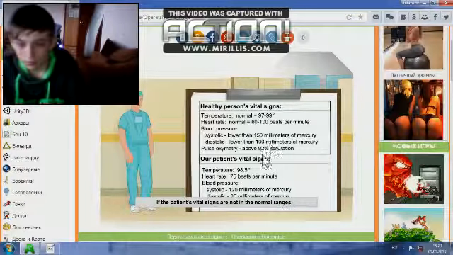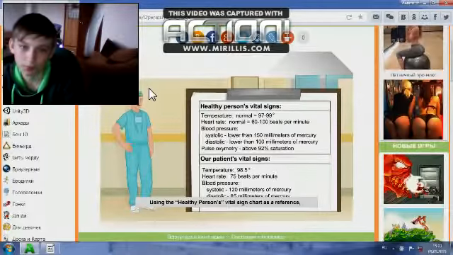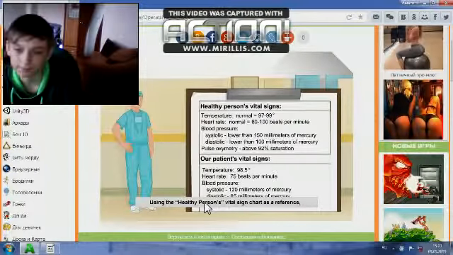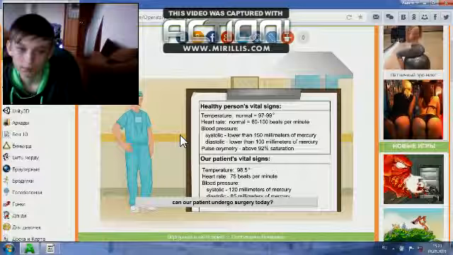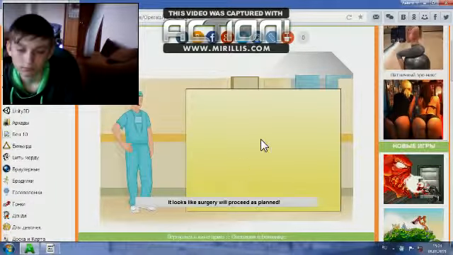If the patient's vital signs are not in the normal ranges, we will not proceed with the surgery. Using the healthy person's vital sign chart as a reference, can our patient undergo surgery today? It looks like surgery will proceed as planned.